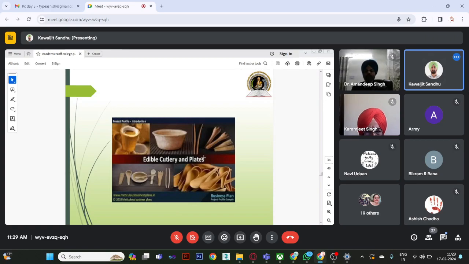So we can have edible cutlery and plates. They are made from millets and some other crops. So we don't need to throw these cutleries away. Rather, we eat these cutleries along with food. They are edible in nature, edible cutleries and plates.